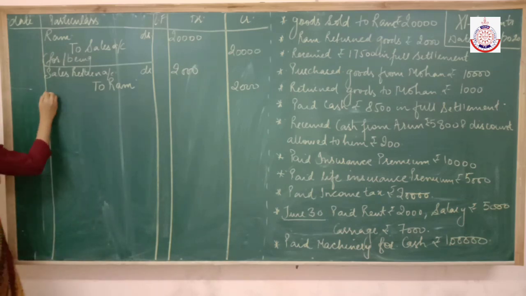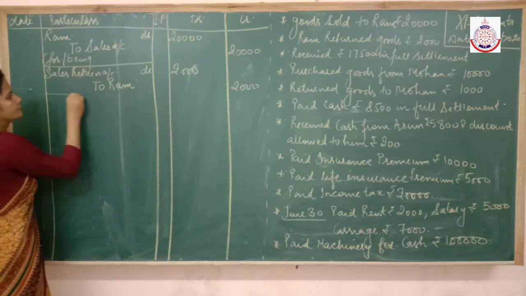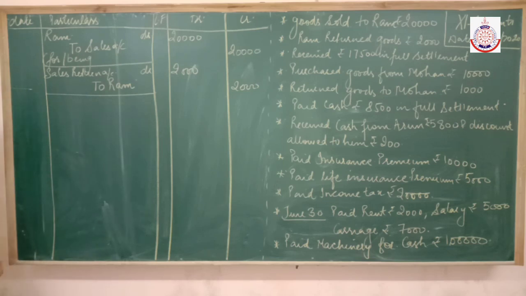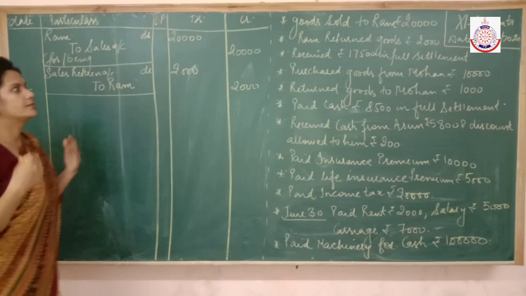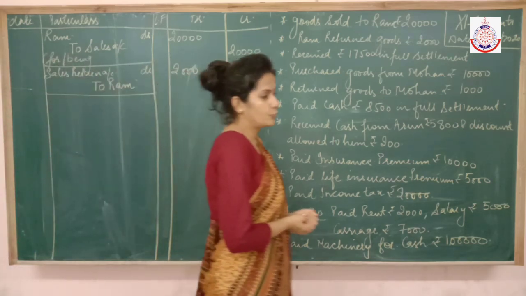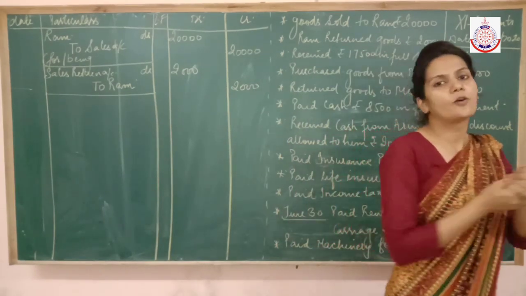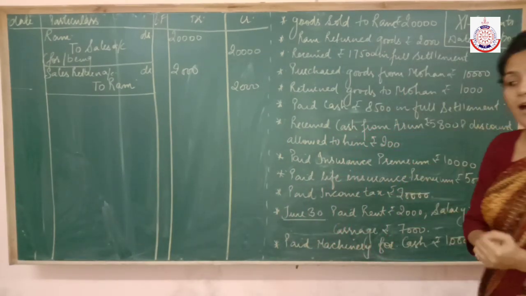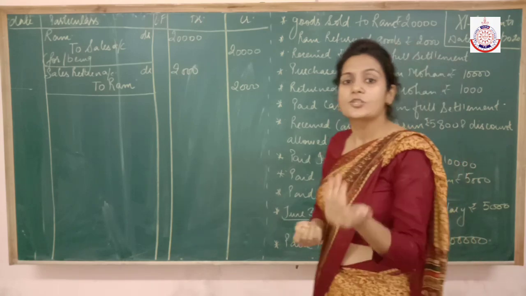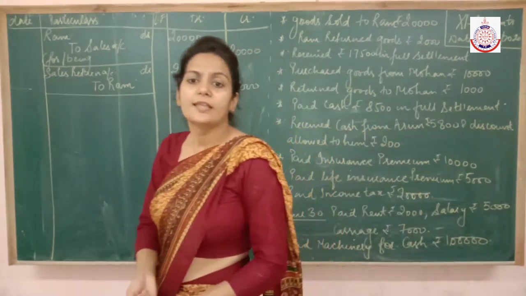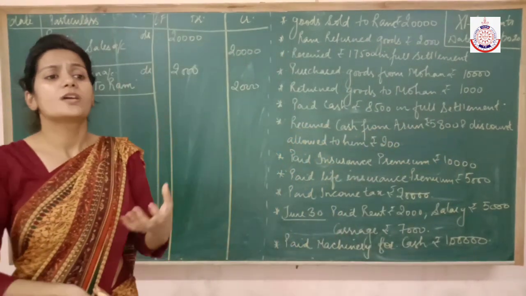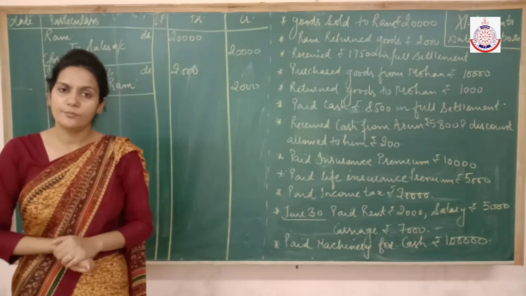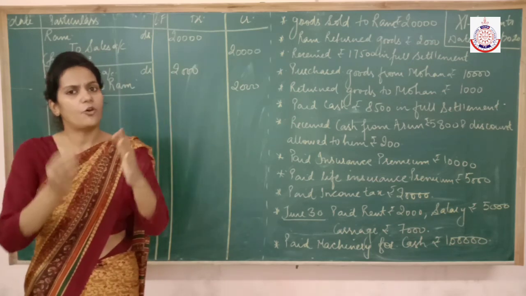Got it? Then write the narration also. Now check, girls. Just think. If I have sold goods of rupees 20,000 to Ram, and Ram has returned goods of rupees 2,000 to me, then now how much amount do I have to receive from Ram? You just apply this case in your case.